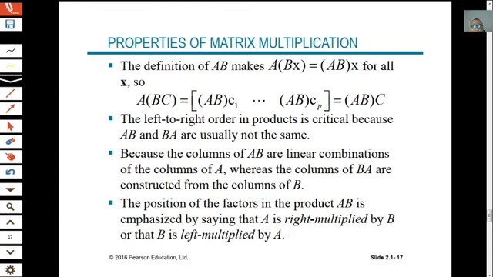The left to right order in products is critical because A times B and B times A are usually not the same. The columns of A times B are linear combinations of the columns of A, whereas the columns of B times A are constructed from the columns of B. Since we have different columns for A times B and B times A, generally we say A times B and B times A are not equal to each other.